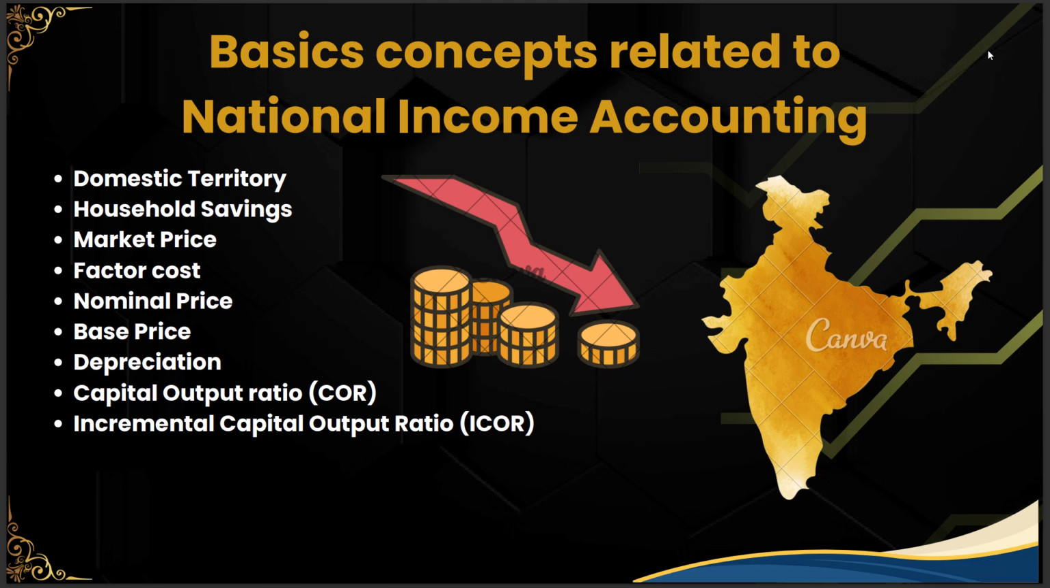But next one, base price, is a constant price. See, it's used to compare the decrease or increase in the year. It's calculated with reference to a particular year, which is used as a base year. The market price of any good or service in a base year is called base price or constant price.